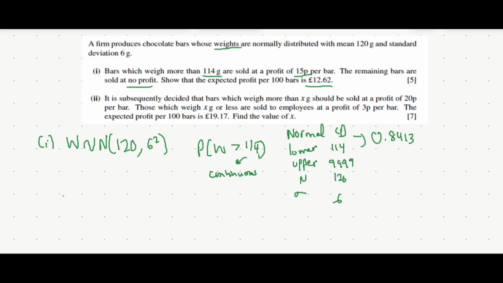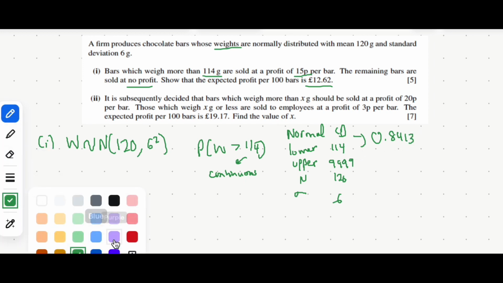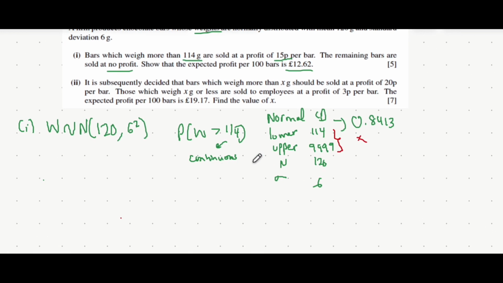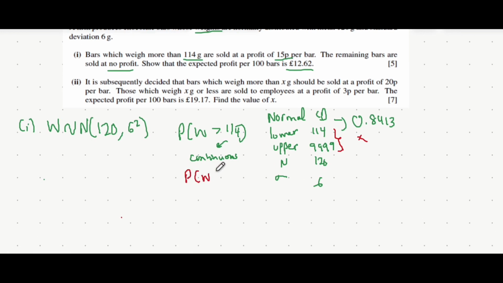Otherwise, your calculator might say X instead of lower and upper. In that case, you have to put this into a format of less than or equal to. Greater than 114 is the same as 1 minus the probability of it being less than or equal to 114. So you can put X as 114, mu as 120 and standard deviation as 6, and you'll get that same value when you do 1 take away the value that you get.